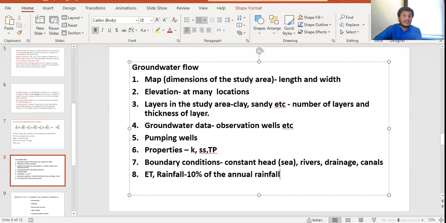I believe I have tried to explain almost all the inputs for the model. Without these, I don't think the model would be complete. So we need as much data and as many properties as we can incorporate. This would help us run the model better.